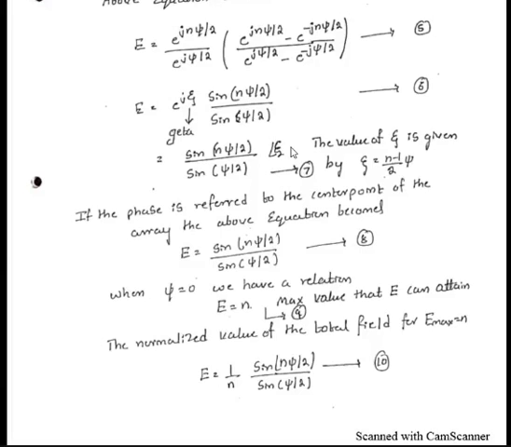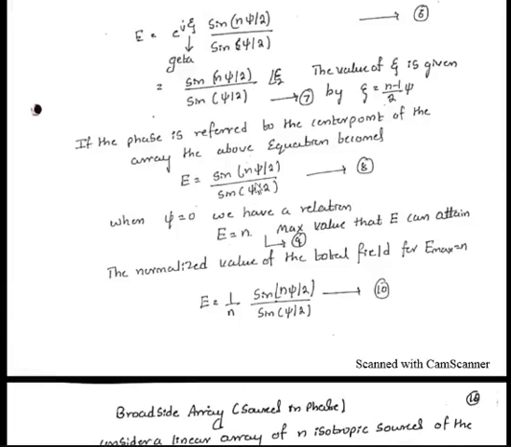Now, whatever phase reference we have taken, we have taken at the initial point, that is, at the origin of the axis, at point source 1. If we consider the phase reference at the center point instead of the initial point, then the equation can be reduced to E is equal to sin n psi by 2 divided by sin psi by 2. This is the main equation, the final equation here.